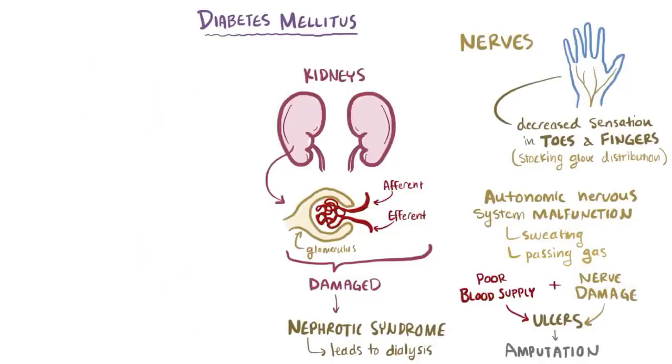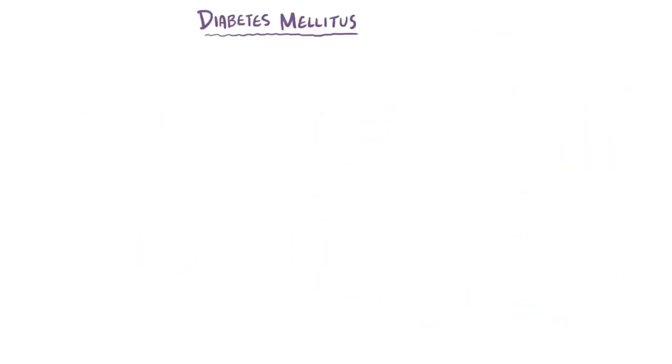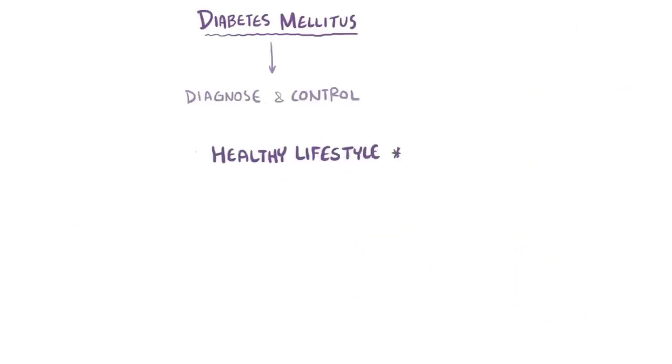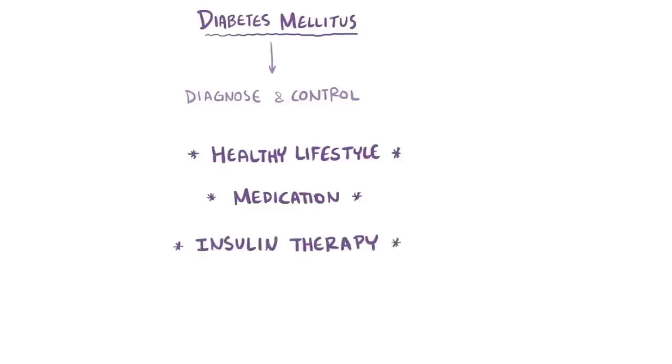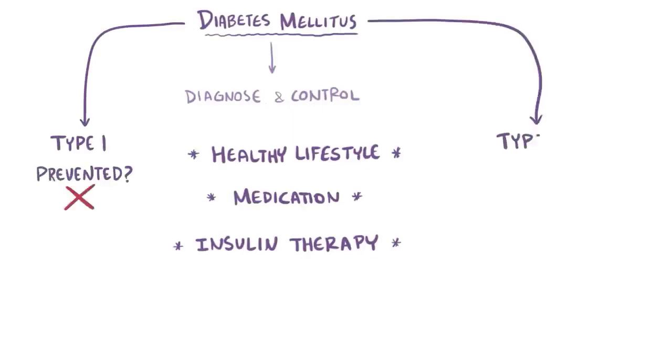These are some of the complications of uncontrolled diabetes, which is why it's important to diagnose and control diabetes through a healthy lifestyle, medications to reduce insulin resistance, and even insulin therapy if beta cells have been exhausted. While type 1 diabetes cannot be prevented, type 2 diabetes can. In fact, many people with diabetes can control their blood sugar levels really effectively and live a full and active life without any of the complications.